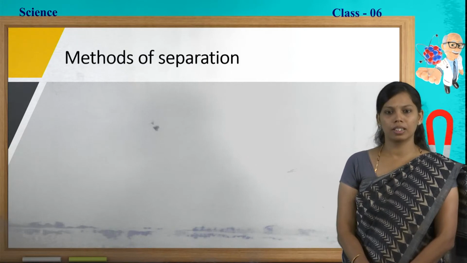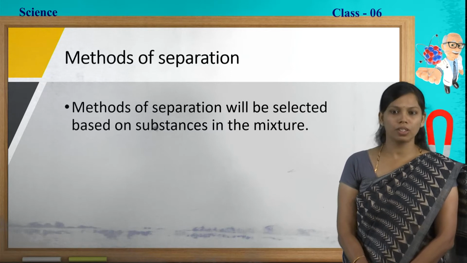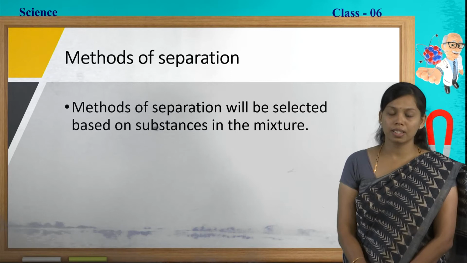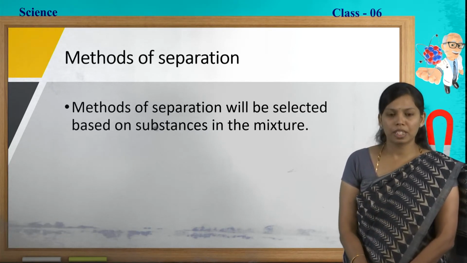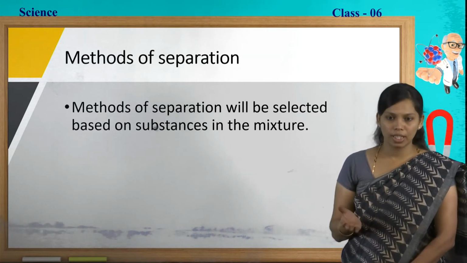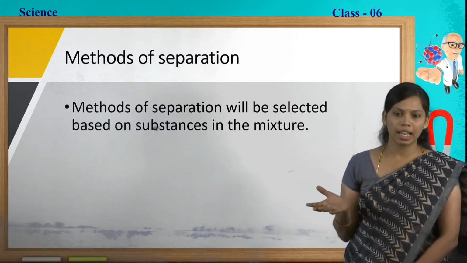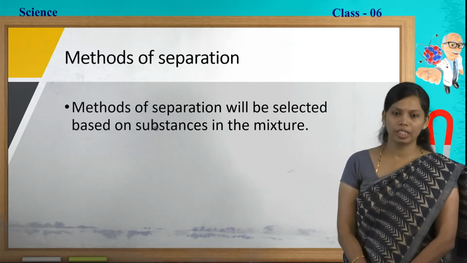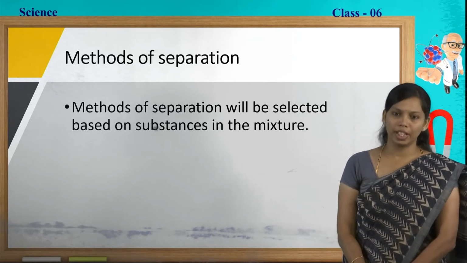Next comes the methods of separation. The methods of separation will be selected based on the substances in the mixture. The substances may be small in nature, it may be bigger in size, sometimes it may be in any of the states of matter. In the sense, it may be in the form of solids, liquids, or else gases. So, based on that only we can select the method of separation.